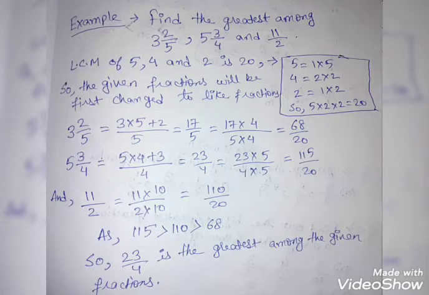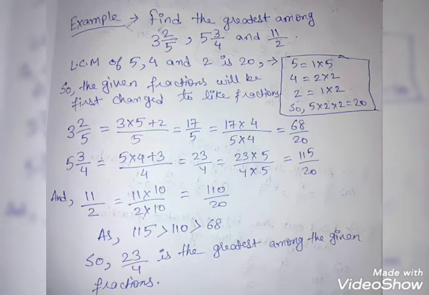The second example that you will do: find the greatest among these fractions. 3 whole 2 by 5, 5 whole 3 by 4 and 11 by 2. Now all these fractions are improper fractions. The first two fractions are mixed fractions, so we have to change them into improper fractions, then we can solve it. But first of all we have to take the LCM of the denominators. The denominators are 5, 4 and 2.